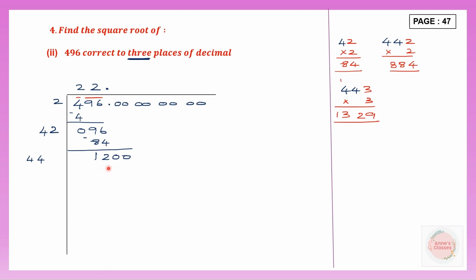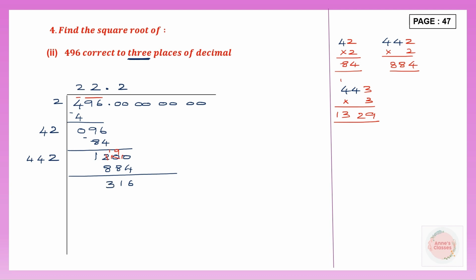1329, which is greater than this. So we have to work on 884. That means next to 44, we're going to write 2 and make it 442. So let's put 2 here. So 442 into 2 is 884. Now we need to subtract. So let's subtract now. So we borrow. This is 10, 9, 10. 10 minus 4 is 6. 9 minus 8 is 1. Now again we have 1 here. We're going to borrow. 11 minus 8 is 3.